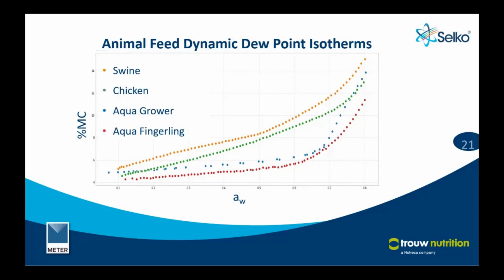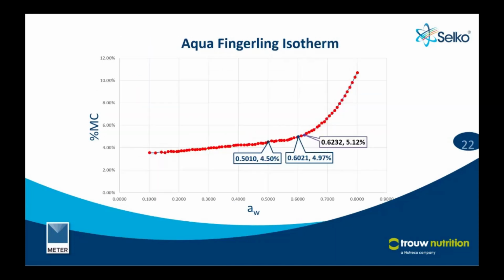So I wanted to focus on the fingerling for a moment. I'd like to zoom in and just highlight that isotherm in particular, and to call out three data points that I think are interesting. So if we look just specifically in here, at this little section between 0.5 and 0.6, we have a large range of water activity change, but we have a fairly small change in moisture content.